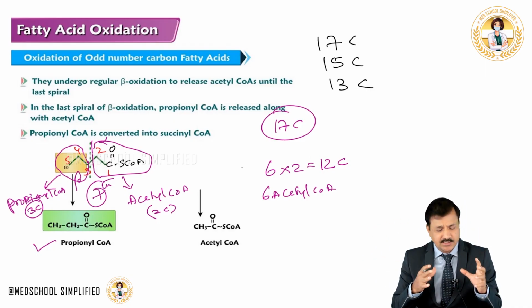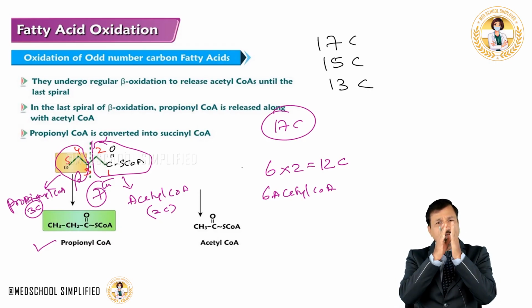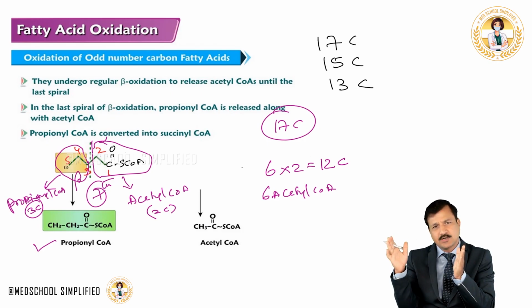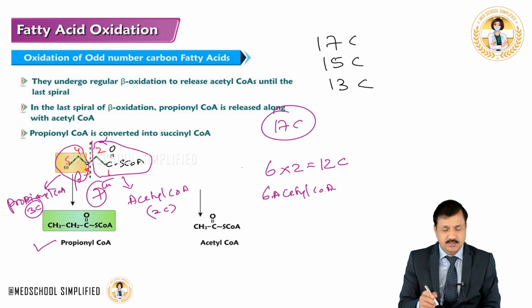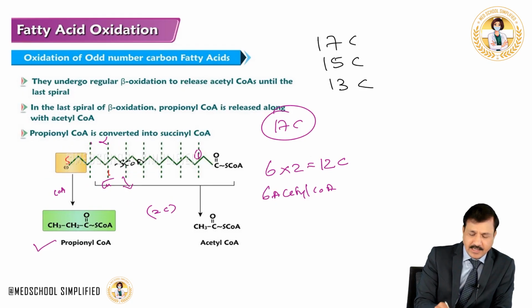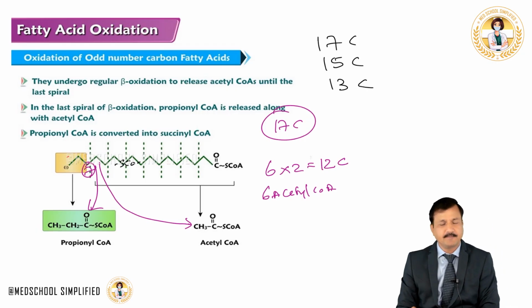In the 7th beta oxidation spiral, when a 5-carbon fatty acid is remaining, beta oxidation goes on one last time between the alpha and beta carbon and releases one acetyl-CoA, 2 carbon, and a 3-carbon propionyl-CoA. So in the oxidation of an odd number carbon fatty acid, in the very last beta oxidation spiral, instead of 2 acetyl-CoA molecules, there will be release of 1 acetyl-CoA and 1 propionyl-CoA.